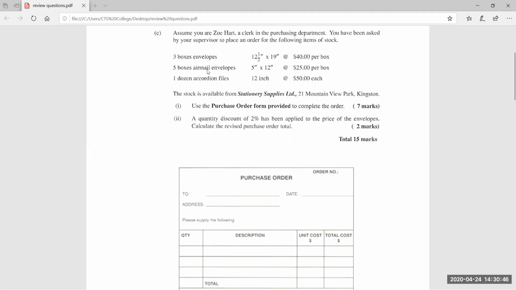We have the second line. What goes in quantity on the second line here now? 5. Just 5. Perfect. Just 5 goes here. So in quantity, just 5. In description will be boxes, airmail, envelope, 5 by 12. That is what goes in the description column. So put that in description and write in the unit cost, which is 25.